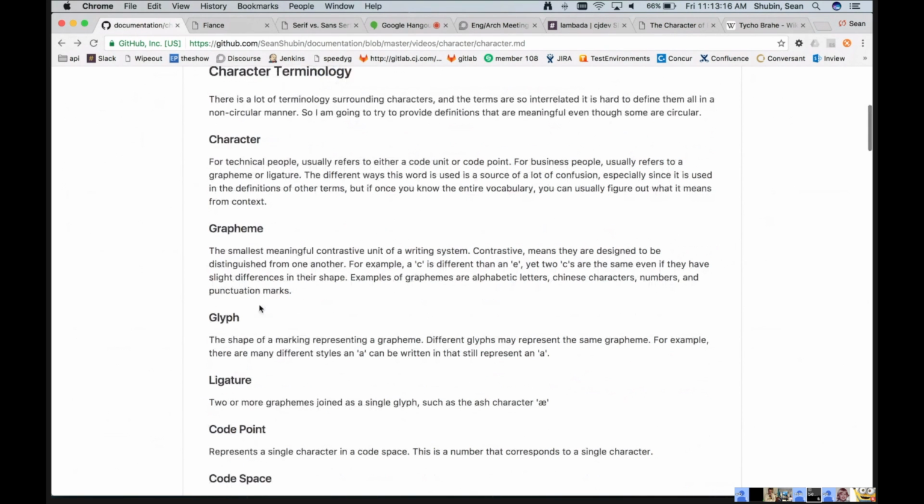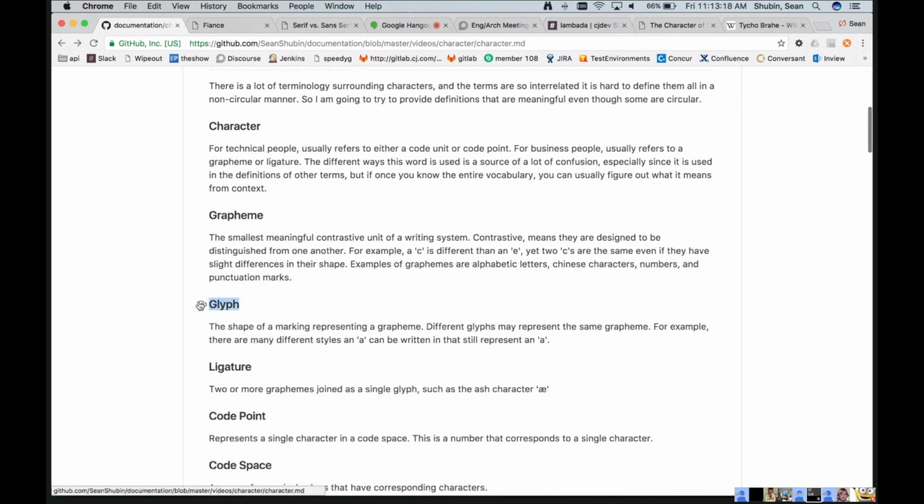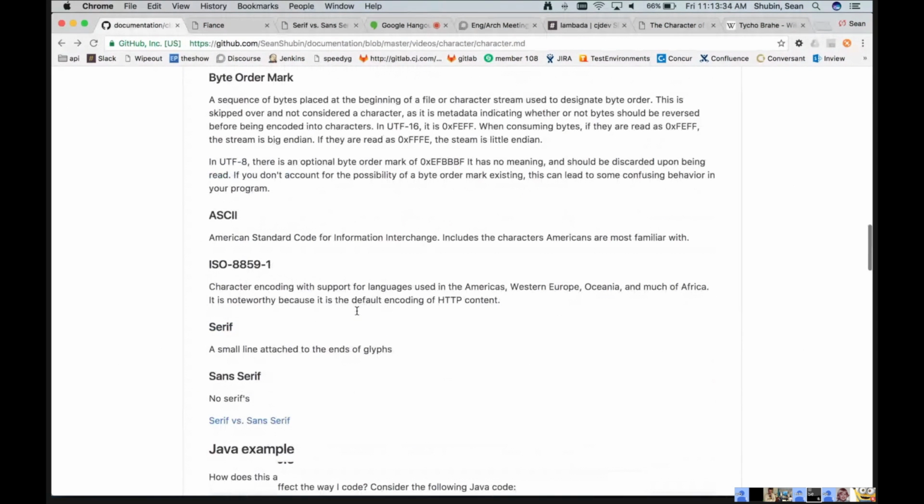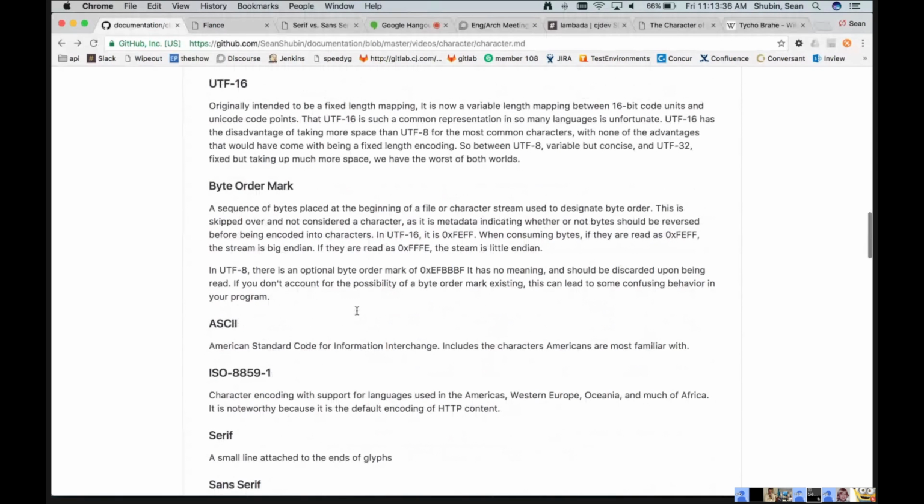And then also glyph refers to just how it's rendered. So there can be many glyphs that represent the same C, but it's only one grapheme. So one C is the same as another, no matter which glyph you use. I already kind of went into ligature, and I'm going to gloss over these. If you want more detail, go ahead and look at my YouTube video attached.